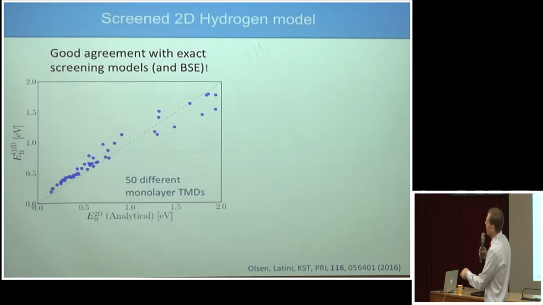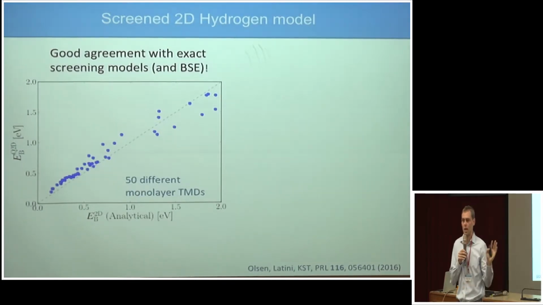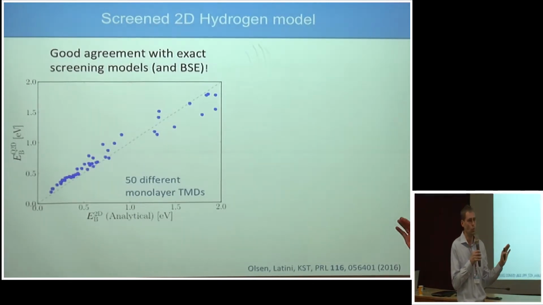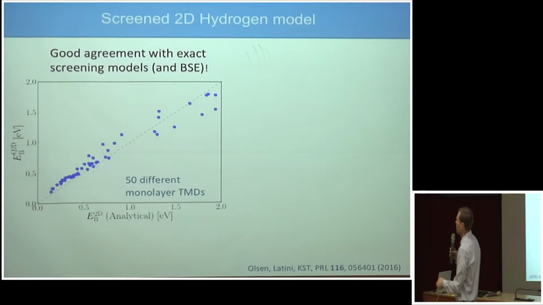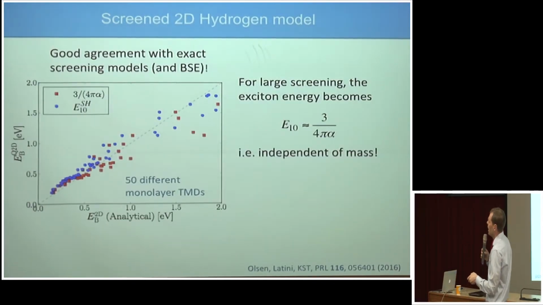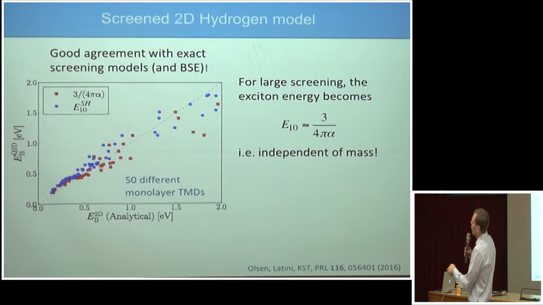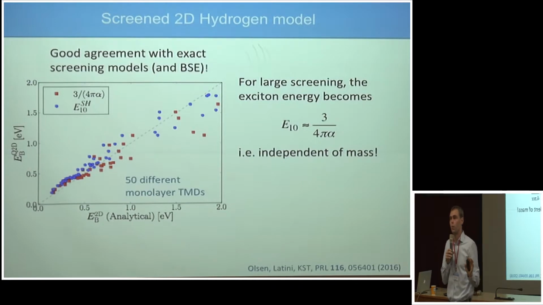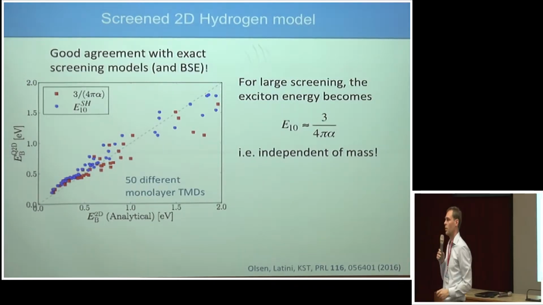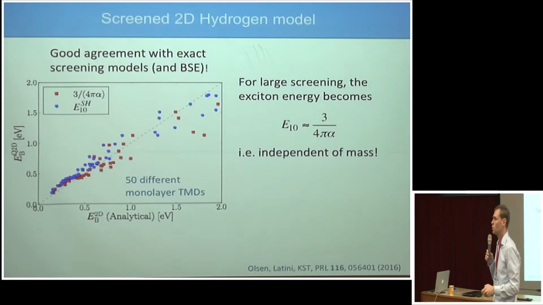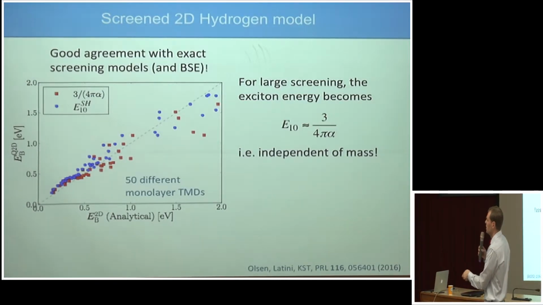And we can try to plot that analytical result versus an exact solution of the Mott-Wannier Hamiltonian, so using the exact W of Q. You can see there is a very nice agreement. This is for 50 different monolayer TMDs. In the limit where alpha is reasonably large, the expression for the lowest bound exciton reduces to this expression. The interesting thing here is that the effective mass drops out. This is very different from 3D, where the exciton binding energy scales with the effective mass, but in two-dimensional materials it actually drops out. And you can see this still gives a reasonably good approximation.